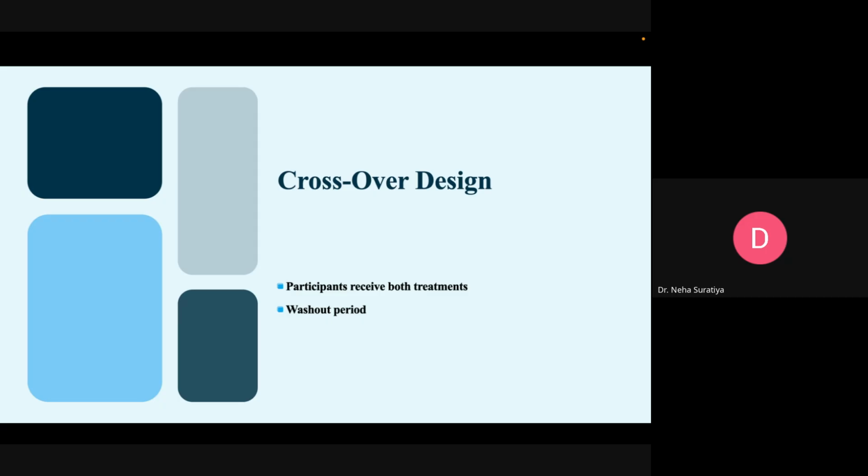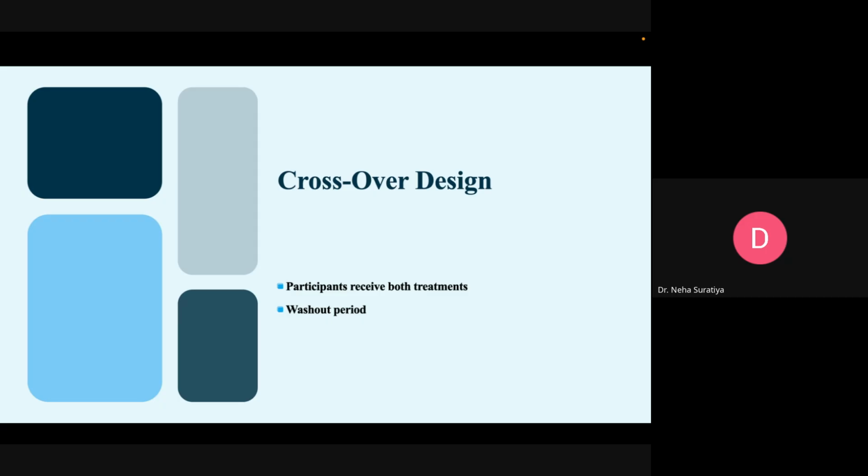Washout period is a break between the treatments, guys. The purpose is very simple: to allow the first drug to leave the body completely before the second treatment begins. Without a washout period, effects of the first treatment may continue, right? And that affects the results as well. So that is called carryover effect. Okay. And we don't want carryover effect, so we follow a washout period.